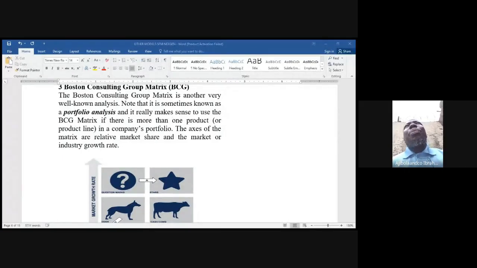At times they call it the portfolio analysis matrix. At times they call it the product growth share matrix. Whichever name you come across, they are telling you about BCG. So BCG is basically for portfolio management. We try to determine the groups of products an entity should have for sustainability.